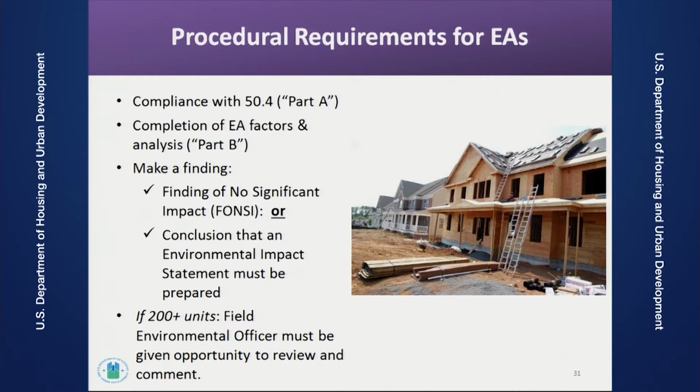Another procedural requirement for environmental assessments that we have touched upon a couple of times is that if they affect over 200 units, then the field or regional environmental officer with jurisdiction over the project area must be given the opportunity to review and comment on the environmental assessment. This can be fairly time-consuming, so be sure to account for that. They'll go through your full environmental review record and all your documentation.